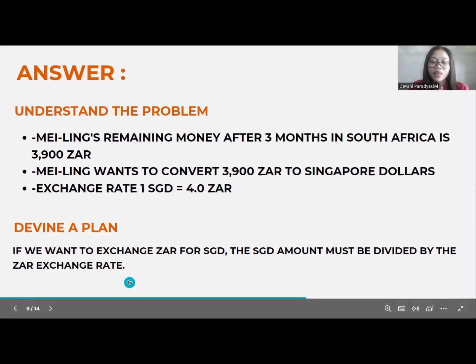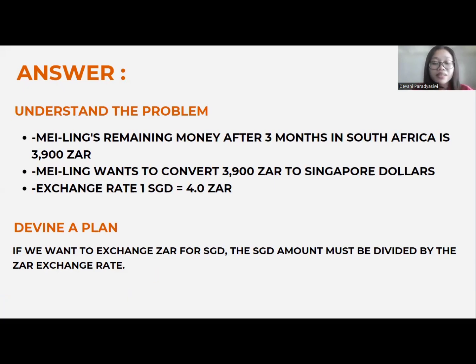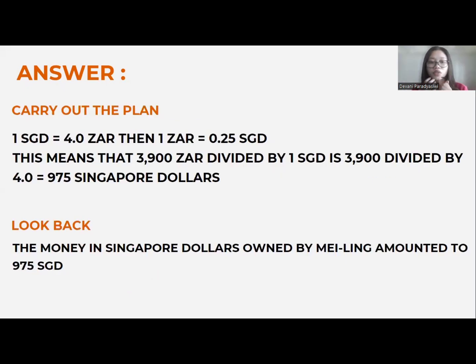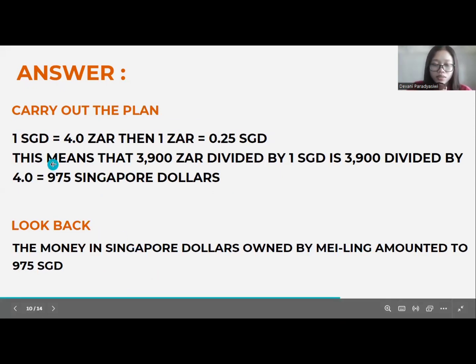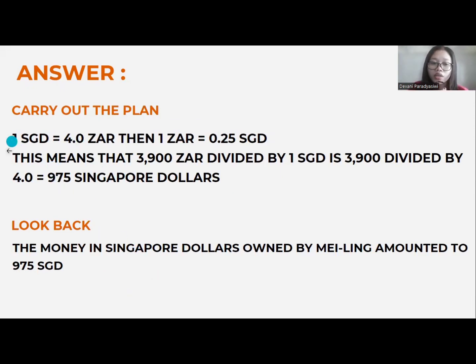The plan: if we want to exchange ZAR for SGD, the ZAR amount must be divided by the exchange rate. I will show you the method. We know 1 SGD is equal to 4 ZAR, so to find 1 ZAR, it is 1 divided by 4, which gives 0.25 SGD.